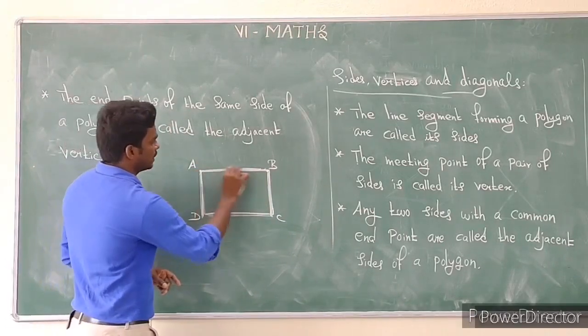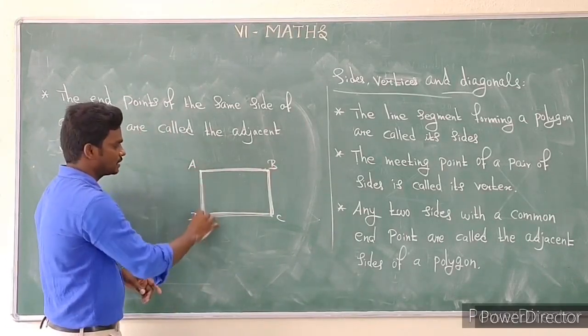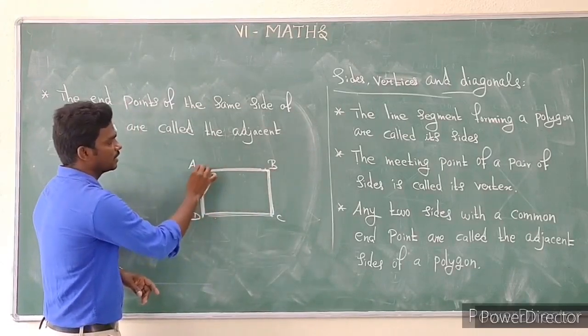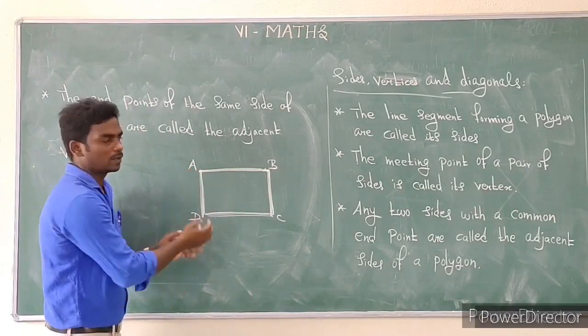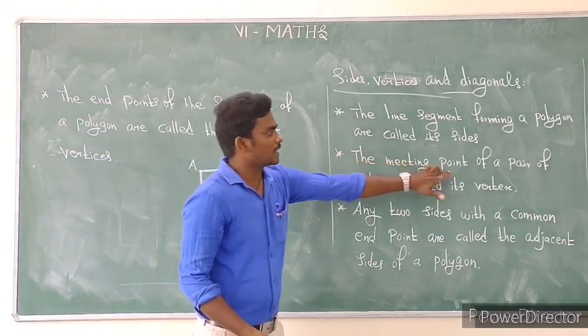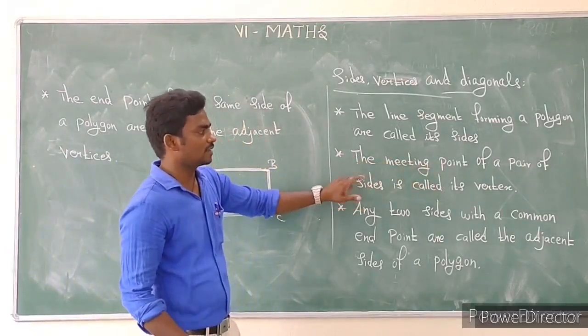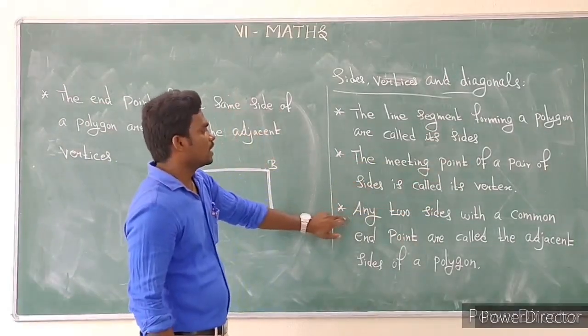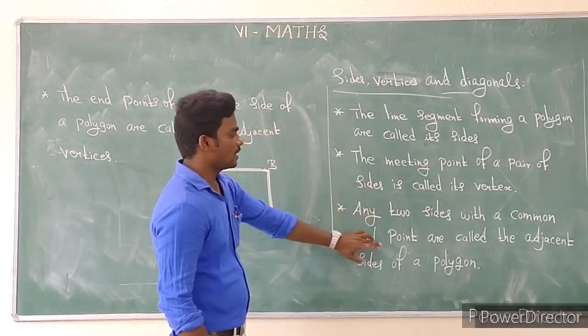Next, here AB is a line and AD is a line. These two lines, AB and AD, meet at point A. So A is called a vertex of this polygon. What is that? The meeting point of a pair of sides is called a vertex.